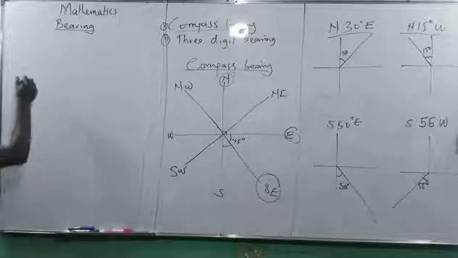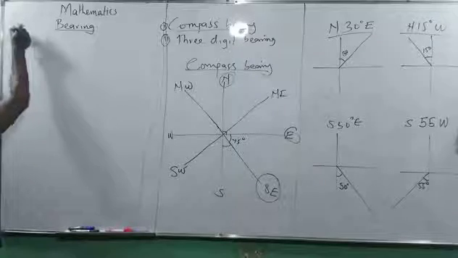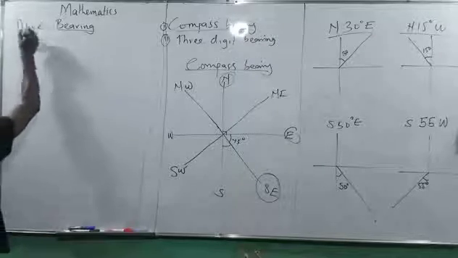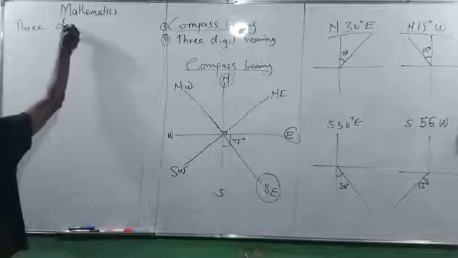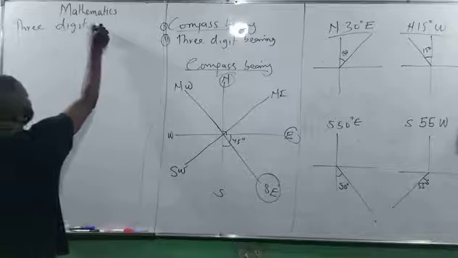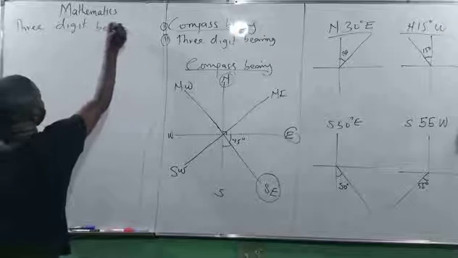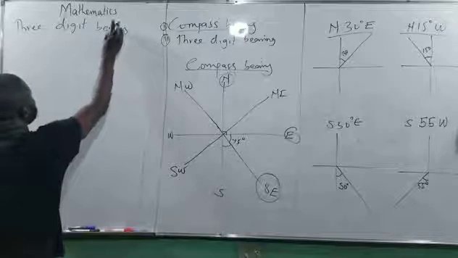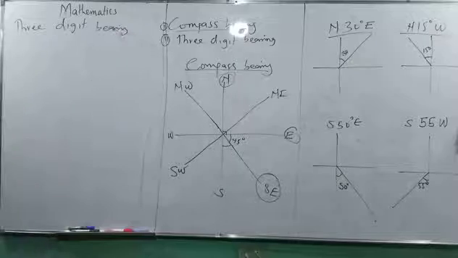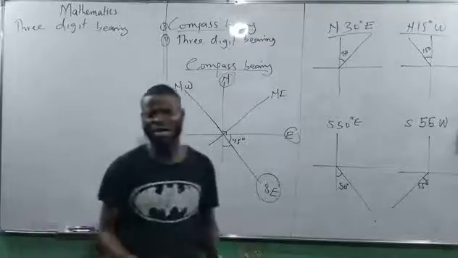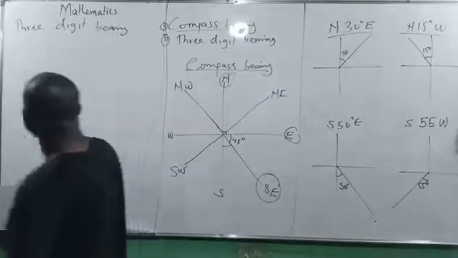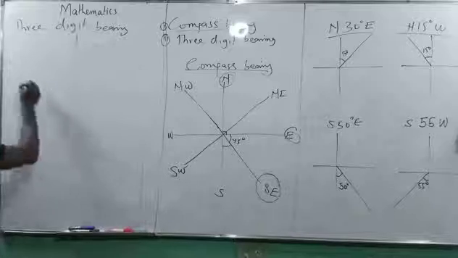Now 3 digits, 3 digits bearing. Okay, 3 digits bearing. With this 3 digits bearing, you must understand the coordinate, the quadrant. And then I think I'll explain that under trigonometry ratio.